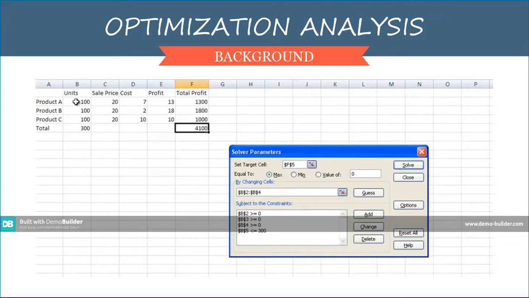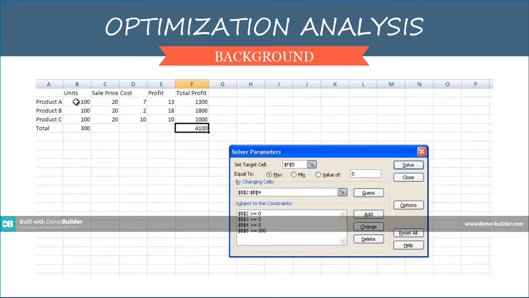So in order to determine the maximum total profit that we could get from this data, just go to Data, then click Solver. Put the cell number of the total profit in the set target cell. Then select Max to get the maximum amount of total profit. Put cell numbers B2 to B4 in the by changing cells space.